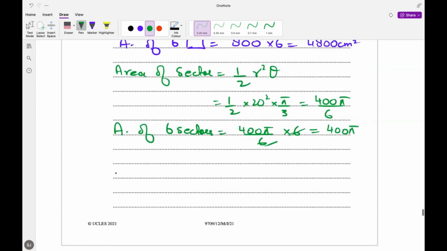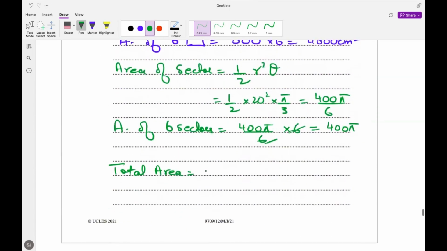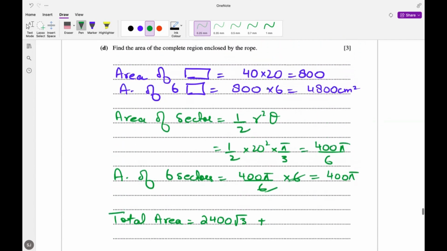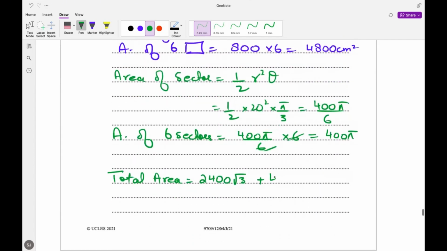Finally, the total area for the region enclosed by the rope will be equal to the area of the hexagon that we found in the previous part, which was 2400 root 3, plus the area of 6 rectangles, which is 4800, plus the area of 6 sectors, which is 400 pi centimeters squared. We can substitute these values in the calculator and give our answer in 3 significant figures. So the final answer will become 10,200 centimeters squared.